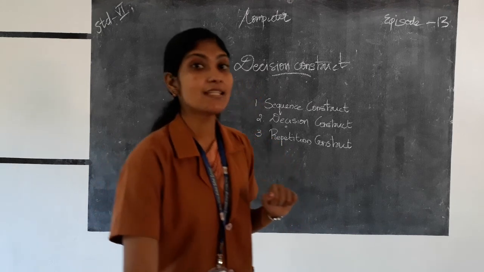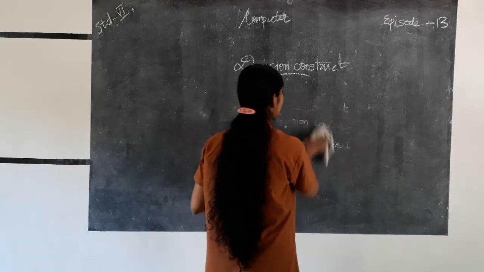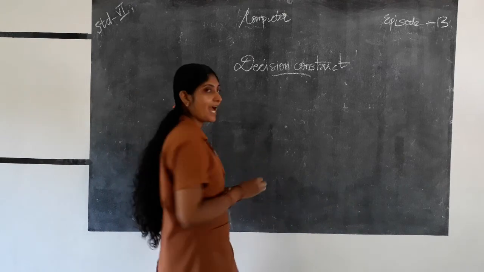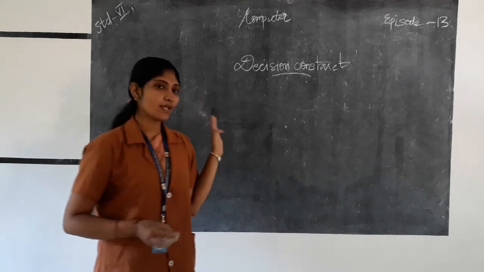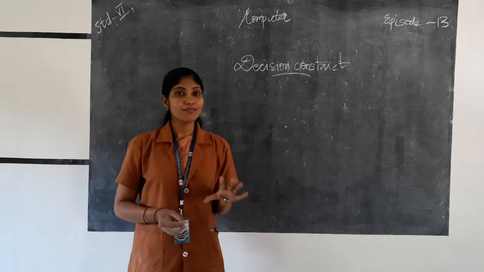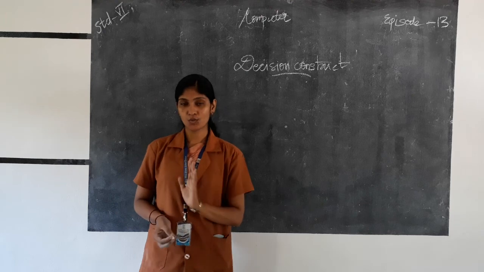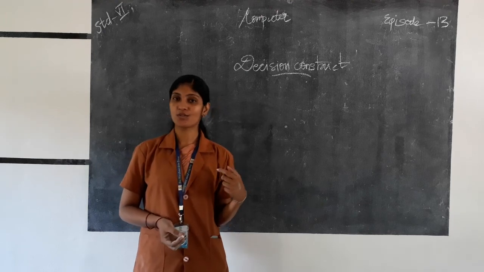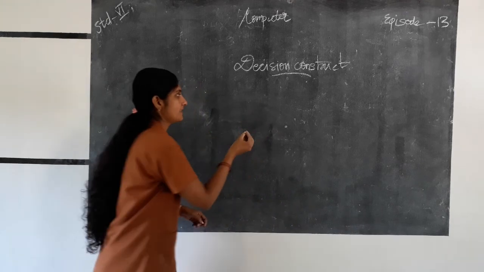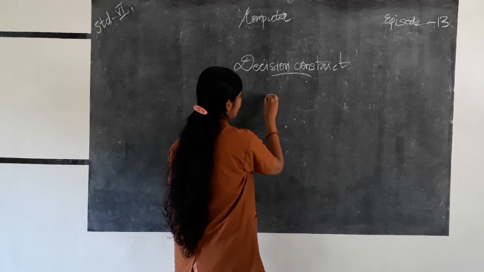So let me take an example so you can understand better. The question here is to find out the average of three numbers. If the average is greater than 80, then it goes to the true condition, otherwise it goes to the false condition. So let's do it. First, start.